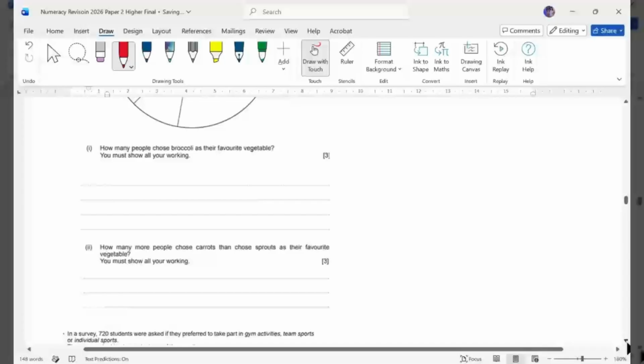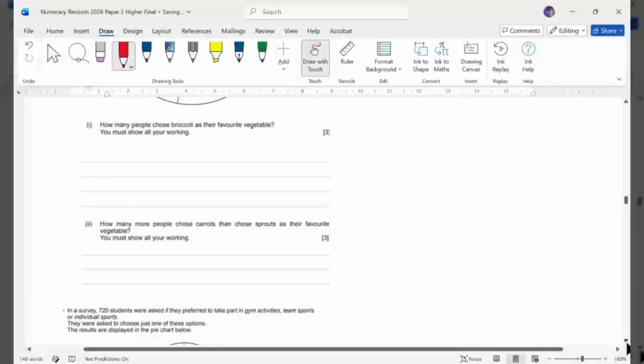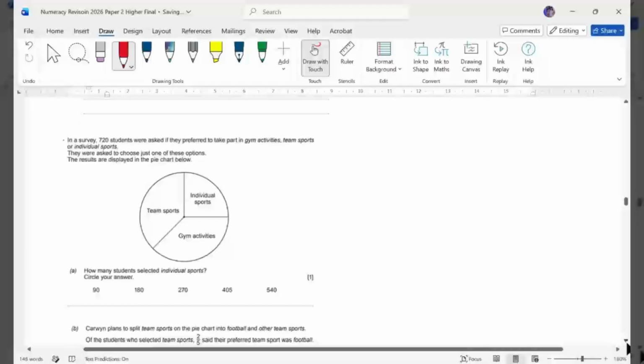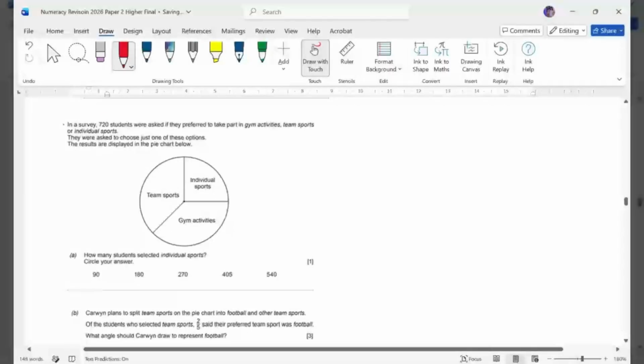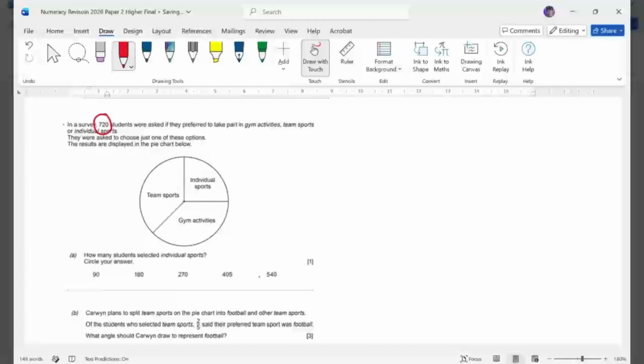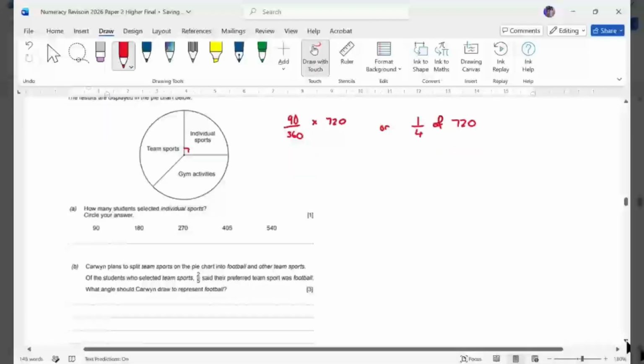That question, how many more chose carrots than chose sprouts? Well, you'd have to work out how many chose carrots using the same method, how many chose sprouts using the same method, and then take them away. Okay, in this one, we got 720 students. How many chose individual sports? Oh, that's okay, right? Again, though, because you've got a calculator, by all means do it as that, like we said above, or in the end, it's simplified. It's just a quarter, isn't it, of 720? So half it again. Again, not useful if I had a protractor.